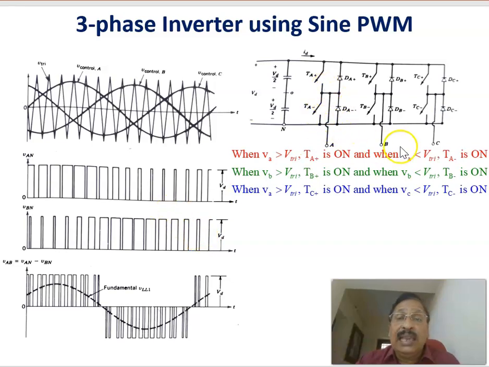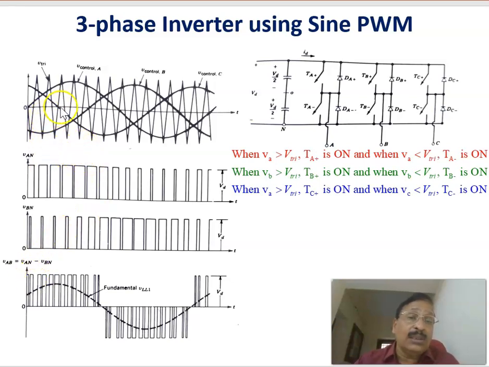The line voltage VAB is given by the phase voltage VAN minus the phase voltage VBN. This is the plot of the line voltage VAB. Similarly, if you plot VCN, then VBN minus VCN will be VCB. Like that, we can get the line voltages. This is the plot of VAB and the fundamental of that voltage, which will be mostly in phase with the modulating signal of the line voltage.